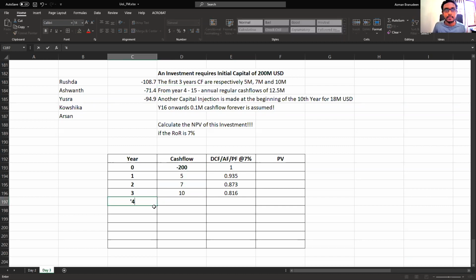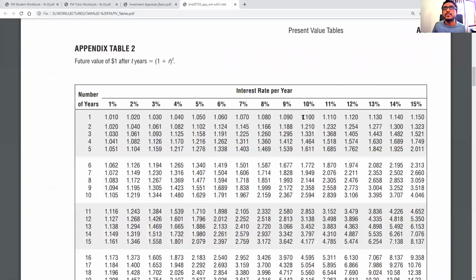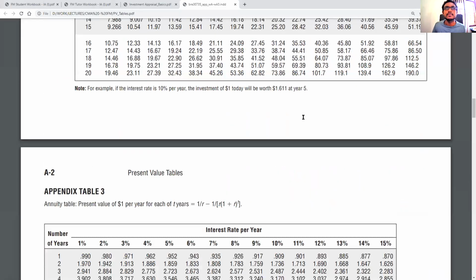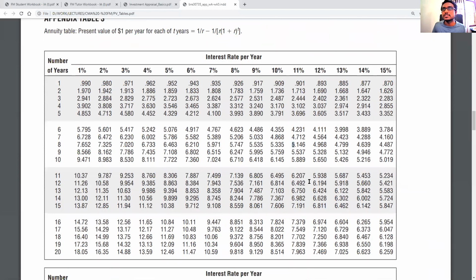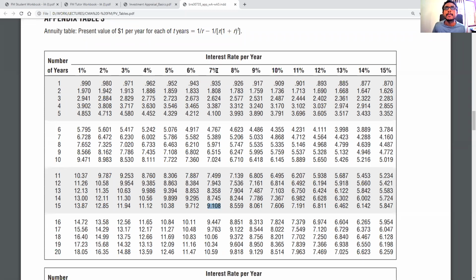Years 4 to 15, annual regular cash flow of 12.5. So this is an annuity. I go to the annuity factor table and use 7%, 15 years, 9.108.